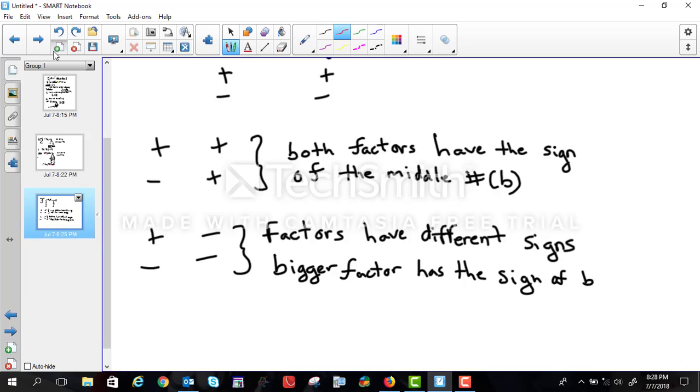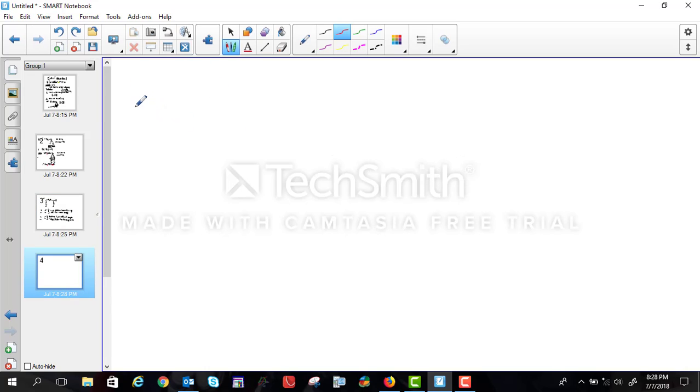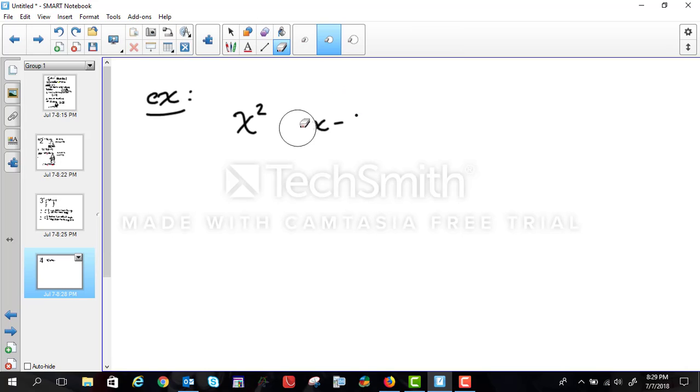So let's just look at another example, and I think I'm still writing in red, so let's change it back to black, and we'll just say, what about x squared minus 9x plus 14? I'm making these up as I go along.